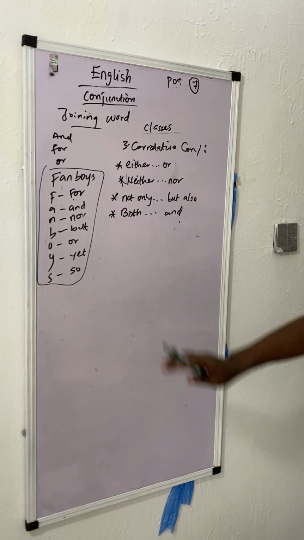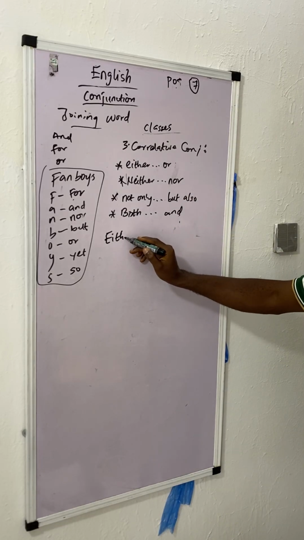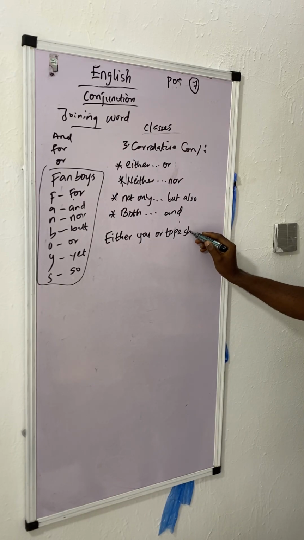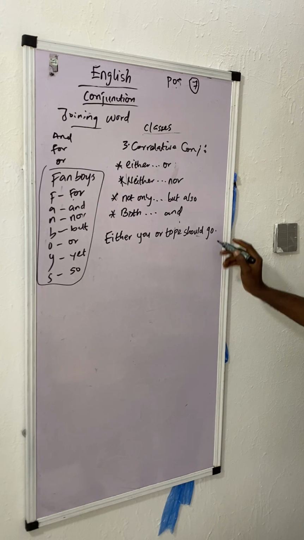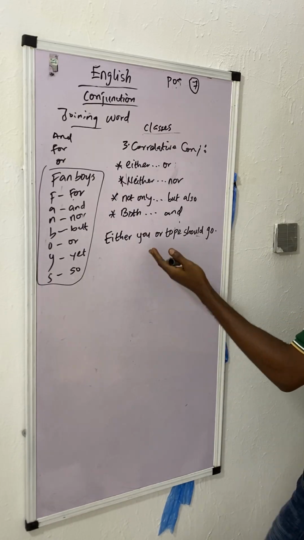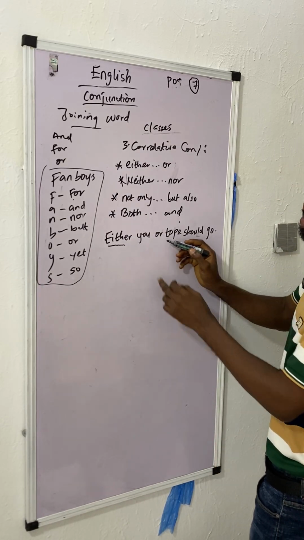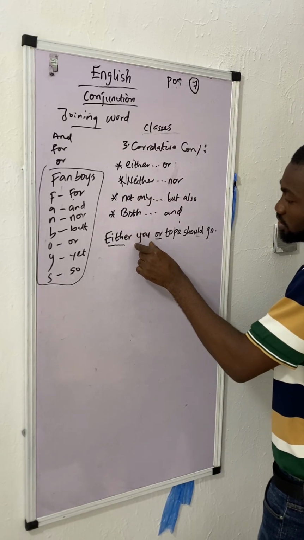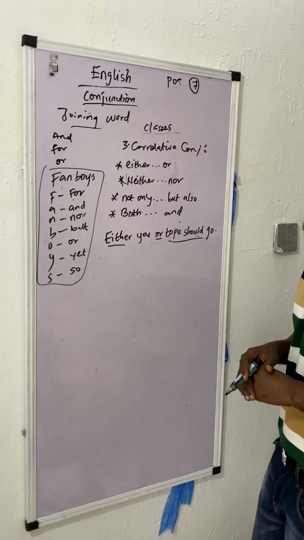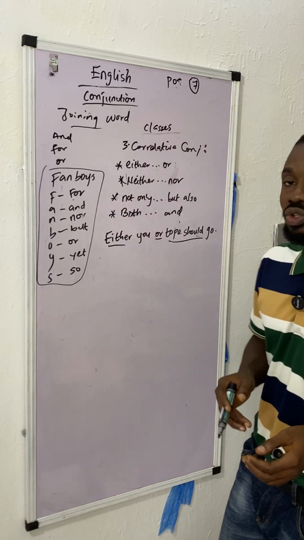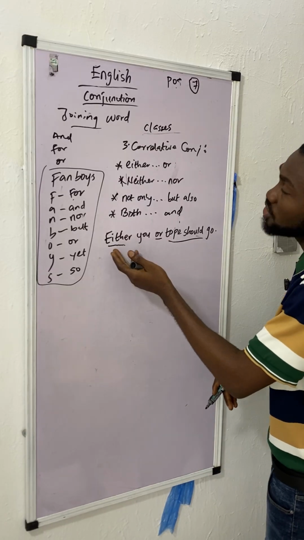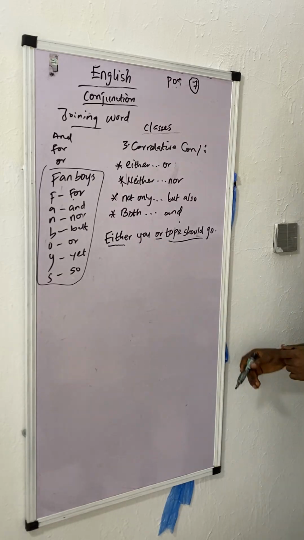Let's look at a few examples. For the two most common, you can say either you or Tope should go. So what did it do here? It joins, look at it, either or. It joins the word with the dependent clause. Tope should go. Is Tope should go a dependent or independent clause? Tope should go is a dependent clause. So it depends on this word to make sense. So this correlative conjunction helps to join the word with the dependent clause.